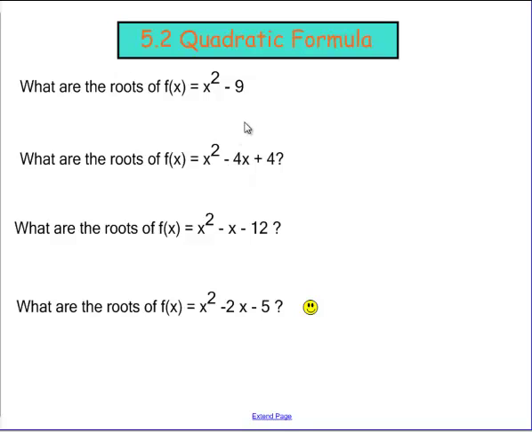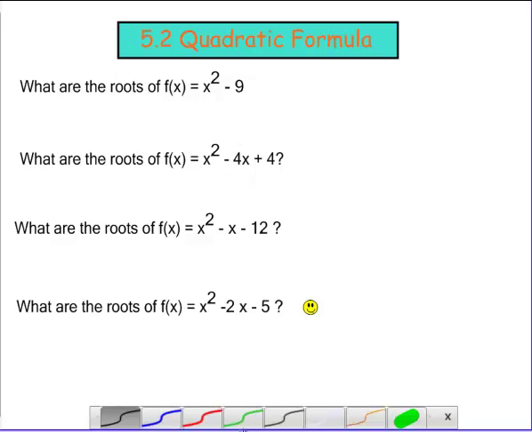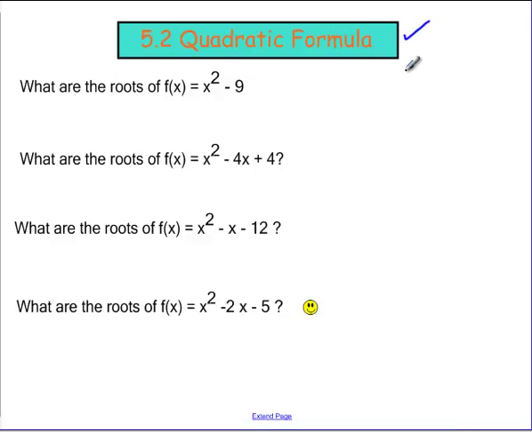Okay, today you're going to do the quadratic formula. And the quadratic formula, you're going to find out what that is in a minute. So let's look here. What are the roots of x squared minus 9? Well, for the most part, we factor this. It's a difference of two perfect squares. And we find out that our roots are -3 and 3.